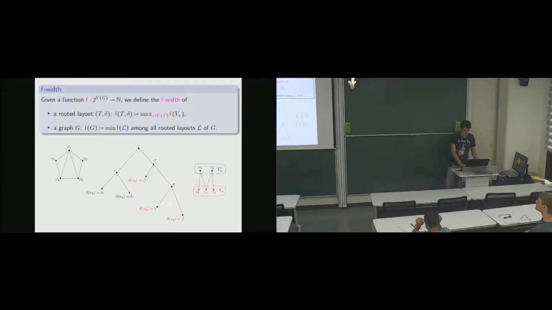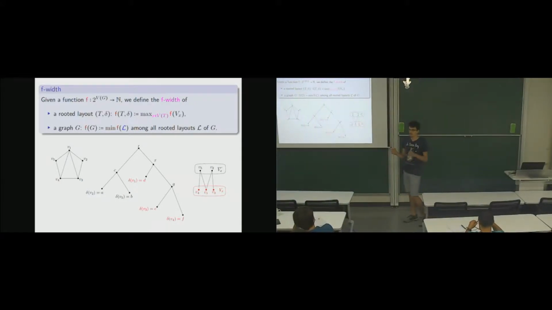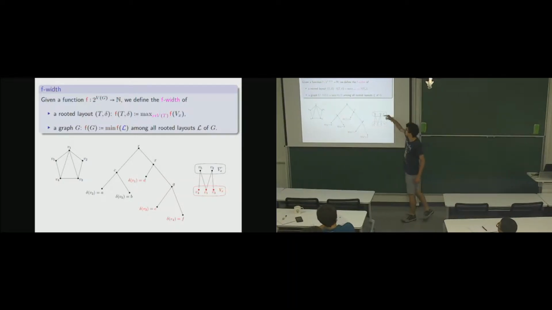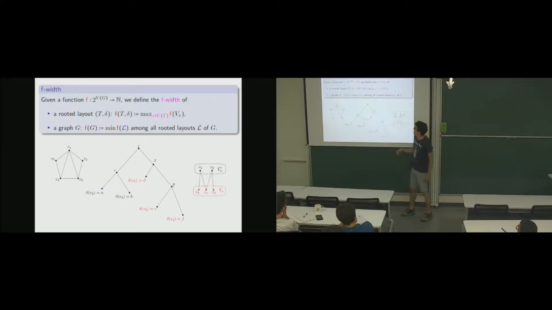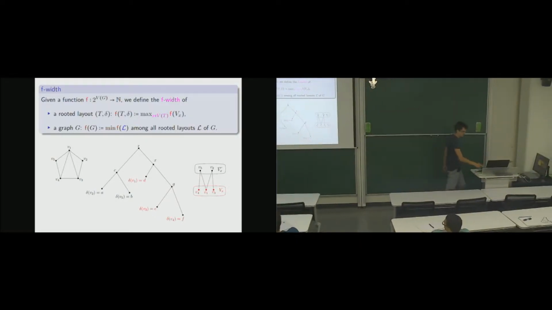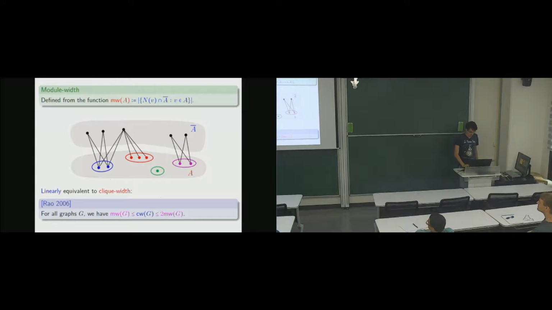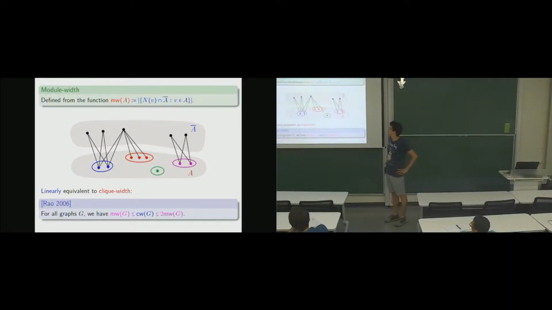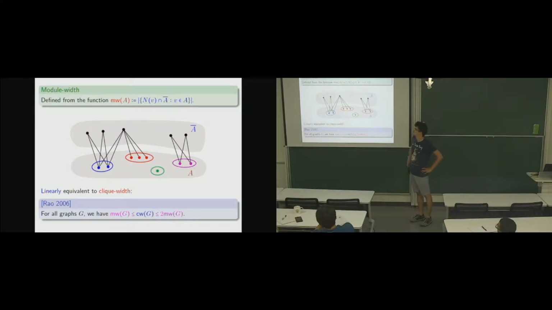To obtain a width measure with that, we take a function which takes a set of vertices and outputs an integer. The width of the rooted layout is the maximum of this function among the vertex sets associated to the nodes, and the width of the graph is the minimum among all the rooted layouts. So this is just a formalism, you can forget about that. Now here are some examples of width measures.